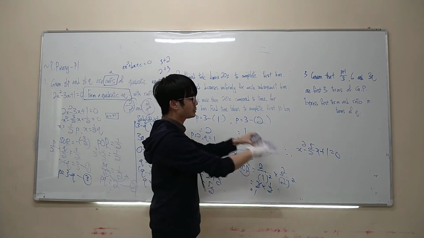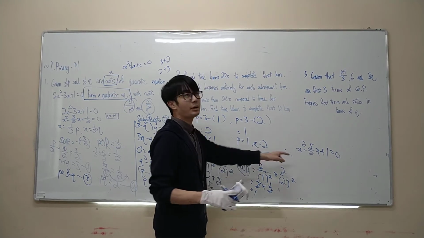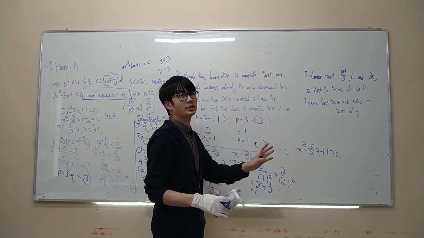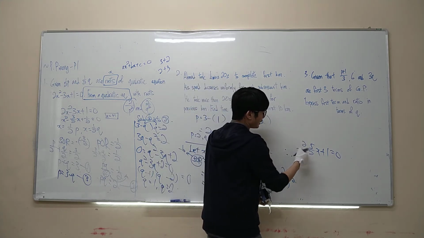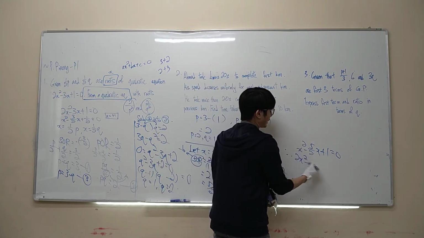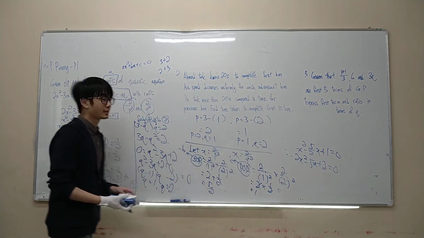Okay, actually you stop here also already can. But usually if I see a fraction, I always try to remove the fraction. But not removing it also is okay. But if you remove it, you take everything times 2, times 2, times 2. Alright, like this. So that's the answer.